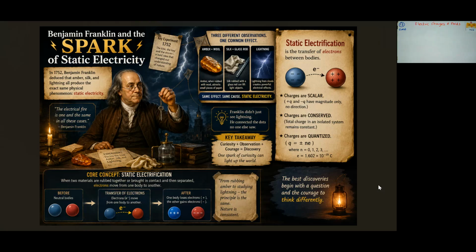Electric charge is a fundamental scalar property of matter. It obeys three core laws. First one, conservation: charge can neither be created nor destroyed, only transferred. We cannot create charges or destroy charges. Is it clear?